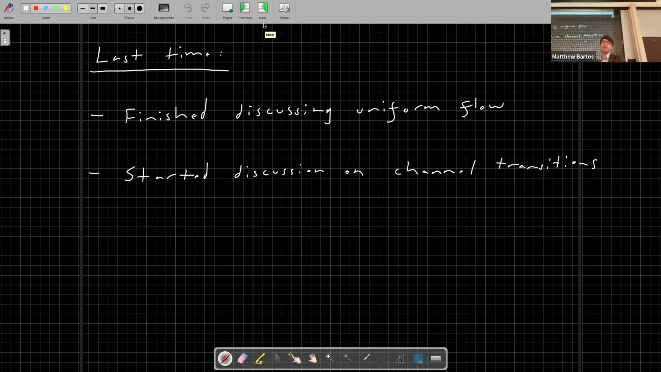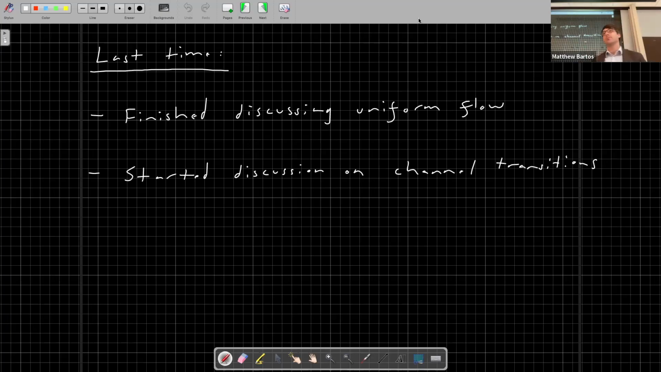So last time we finished our discussion on uniform flow. We specifically talked about how to compute discharge for an irregular channel, a channel composed of maybe a floodplain section along with a main channel section, as you'll often find in natural river systems. And then we started our discussion on channel transition.